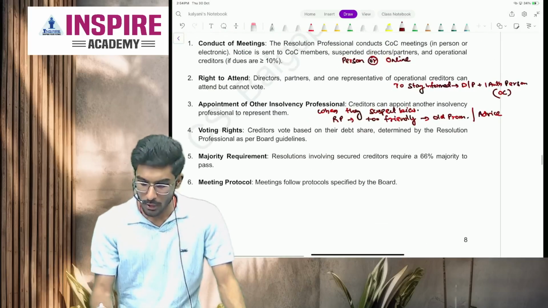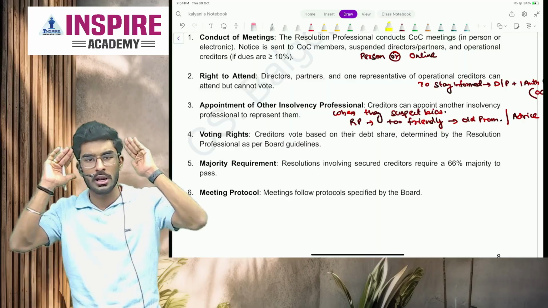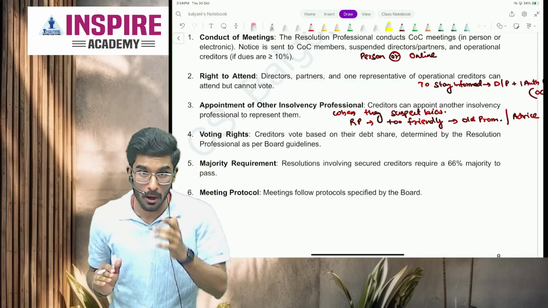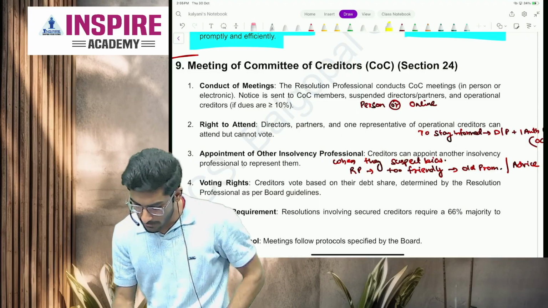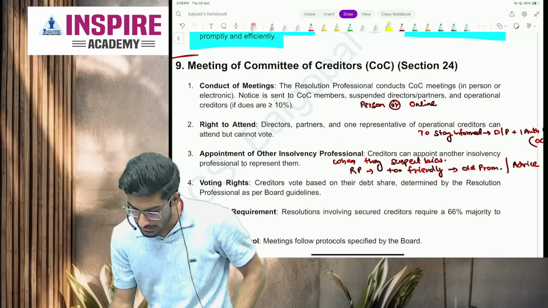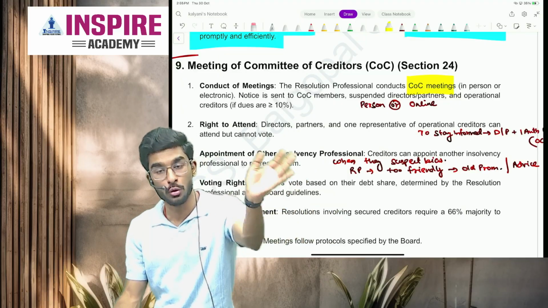Okay, so the meeting of creditors. How many points are there, people? Six points are there. We're going to understand how the meeting of the committee of creditors is conducted. Number one is, the RP conducts COC meetings. Either it can be in person or it can be through online.